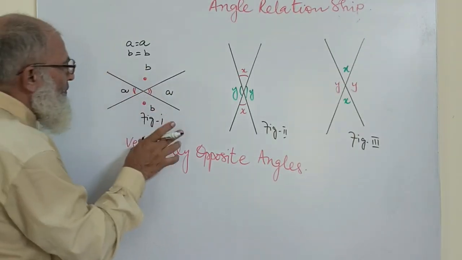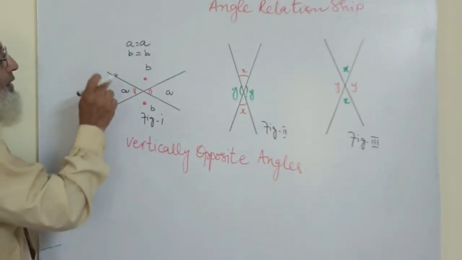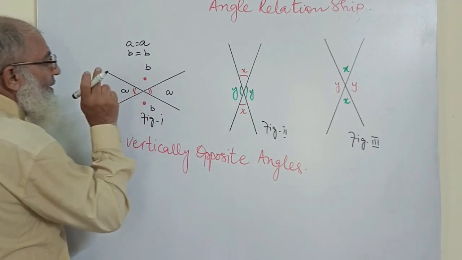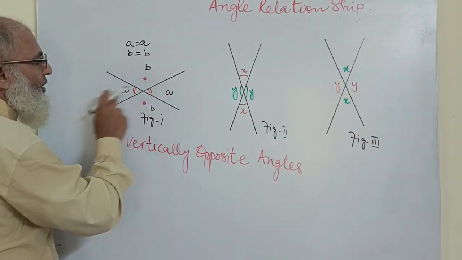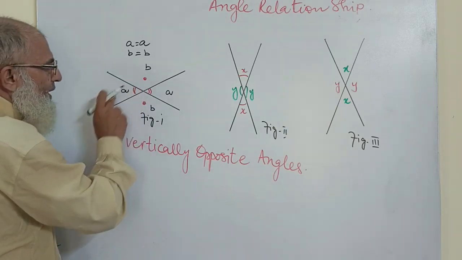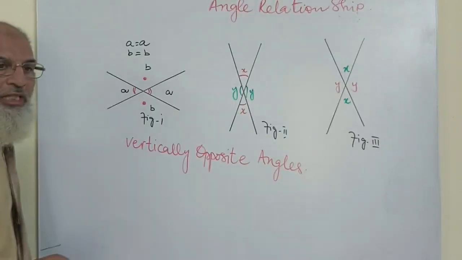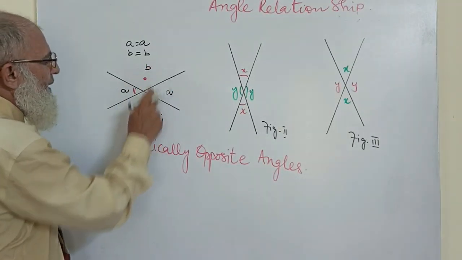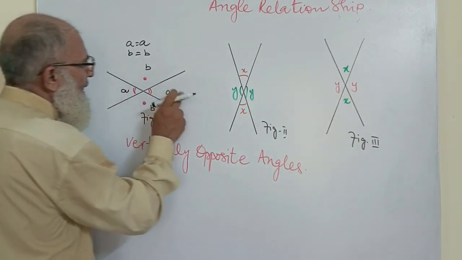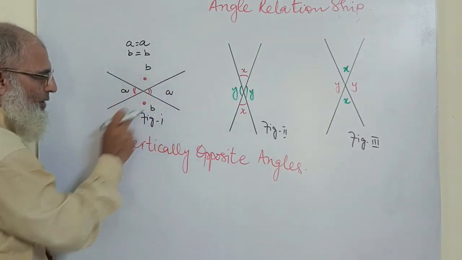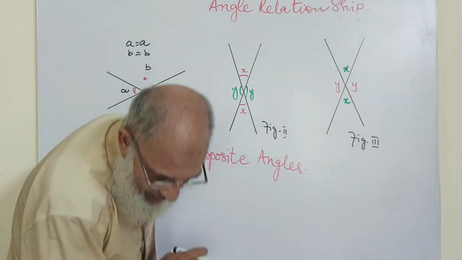Now let me repeat it: when two lines intersect each other at one point, two pairs of angles are formed, which are called vertically opposite angles, and vertically opposite angles are always equal. Just in figure 1 you can see that angle A is equal to angle A and angle B is equal to angle B.